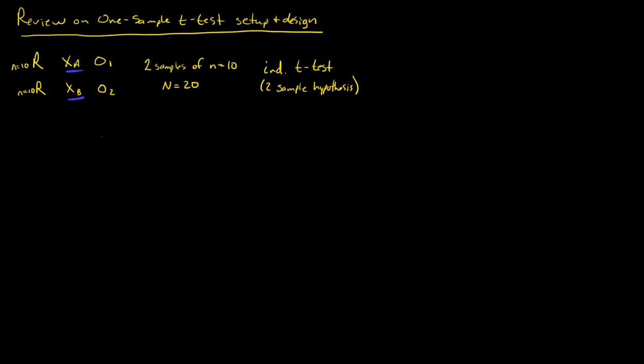What's a two-sample hypothesis? Well, the null here would be that the mean of group A minus the mean of group B equals 0. So where are your samples here? This is sample 1, this is sample 2. So it's a two-sample hypothesis. Okay, let's go on to the dependent t-test.